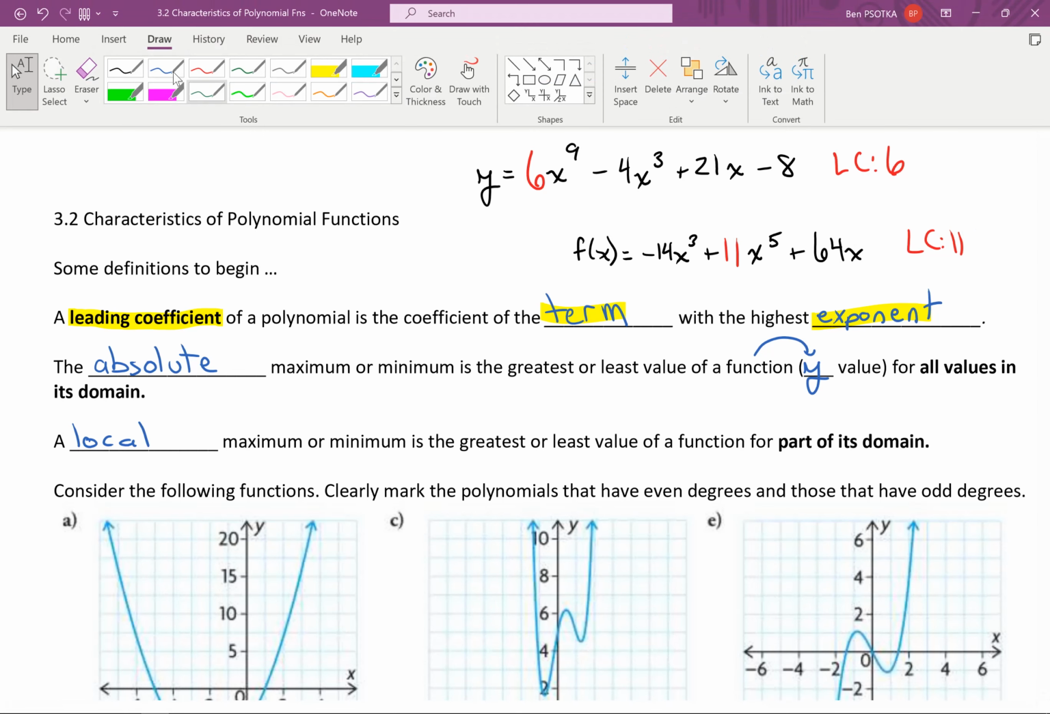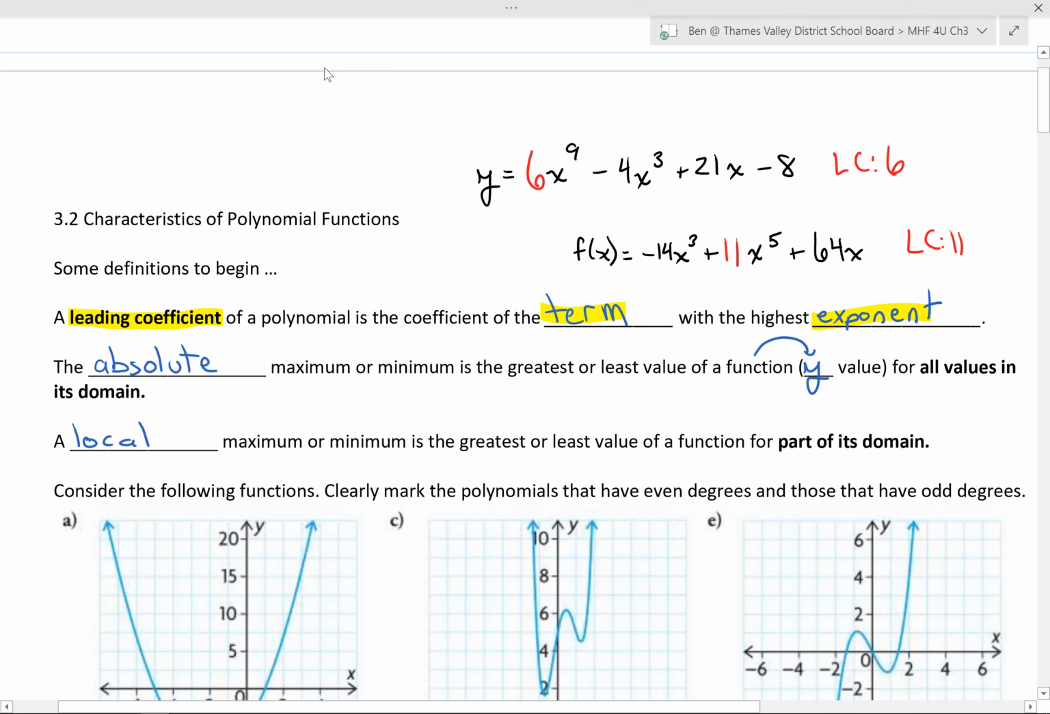Now our next definition. Now we're thinking a little more graphically. A polynomial often has maximums or minimums. An absolute maximum or an absolute minimum is the greatest, if it's a maximum, or least, if it's a minimum, value of a function. So it's the highest or lowest value of a function, the y value we're considering, because your function is f of x. So it's the greatest or lowest y value for all values in its domain.